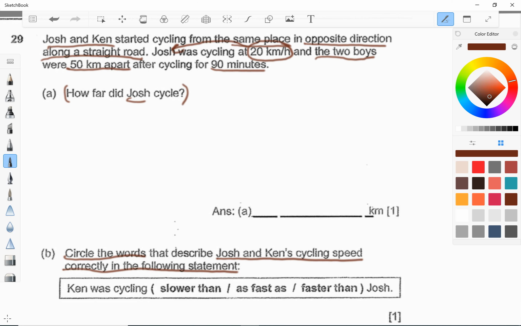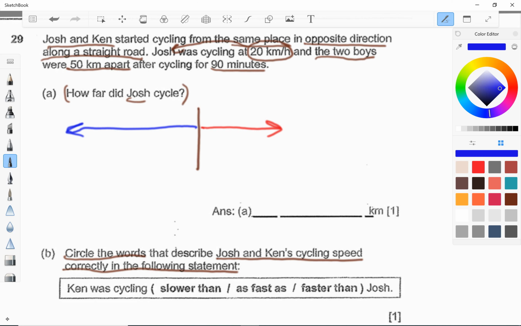For a question like this, it's actually very simple. We just need to draw this very special diagram, I would call it the speed diagram. This brown colored line indicates the point where they started cycling from the same place. Blue color arrow for Josh. As of now, we do not know who cycled further. It is fine. We just estimate and assume that maybe Ken cycled slower.